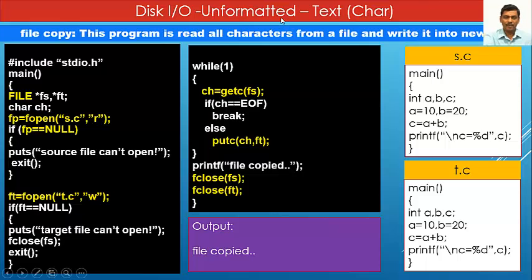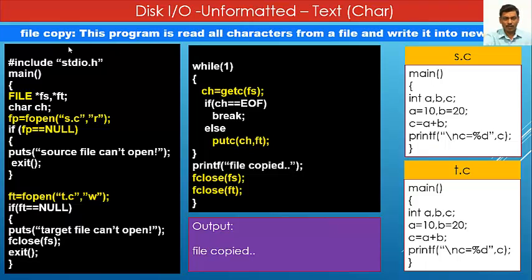But unformatted also has 2 types: one is text mode and the next one is binary mode. Formatted also has two types: one is text mode and another one is binary mode. In unformatted, it may be text mode or binary mode. The accessing statements, that is accessing functions, are common for unformatted text and unformatted binary.